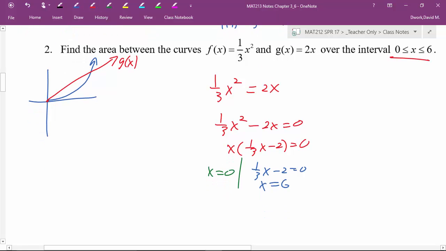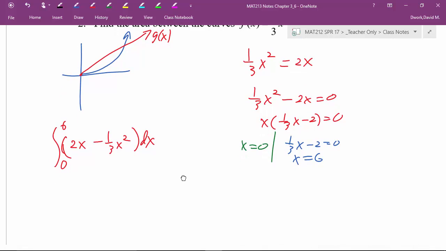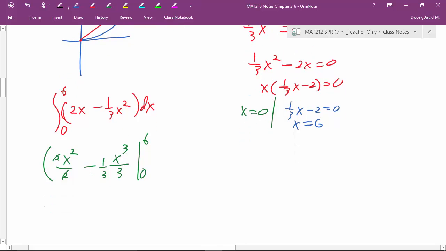And again, you might be saying, why is that so important? We'll get there. But for now, we just know we have to integrate from 0 to 6, and it has to be the function that's on top, which is g of x, minus the function that's on the bottom, which is 1/3 x squared. And we do that integration, and we will get the area. So here we go. The antiderivative of 2x would be x squared, because the 2 would be divided by the 2, those would simplify. Minus x cubed over 3 all times 1/3, all integrated from the values of 0 to 6.